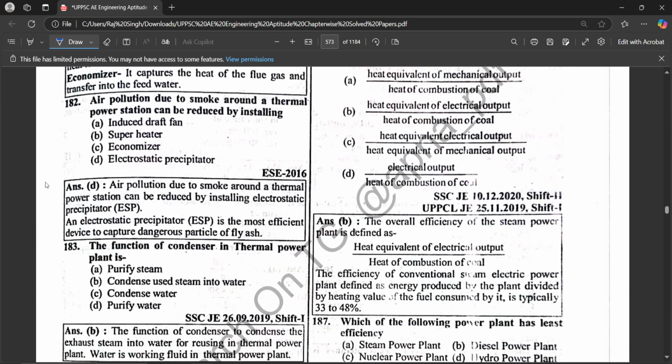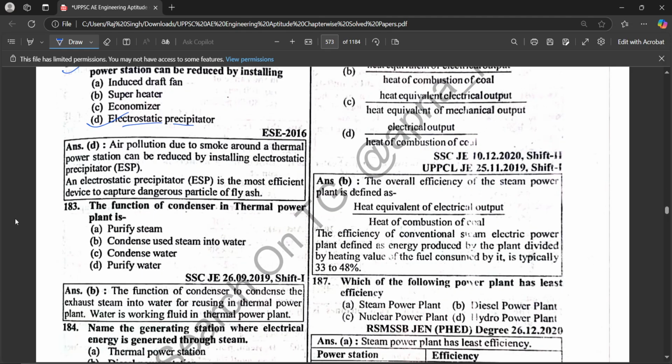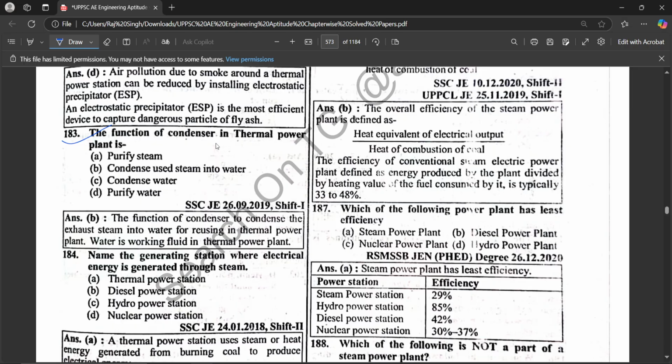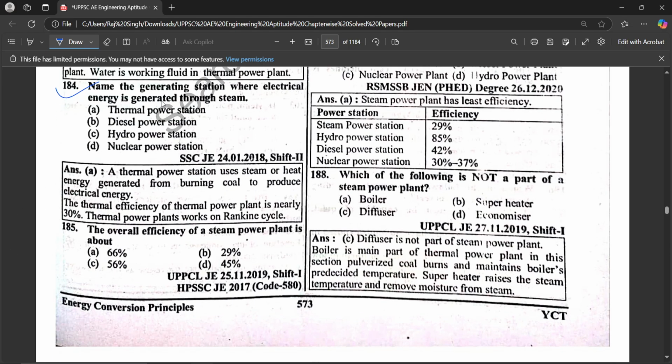Air pollution due to smoke around a thermal power station can be reduced by installation of an electrostatic precipitator. The function of the condenser in a thermal power plant is to condense used steam into water. Name of the generating station where electrical energy is generated through steam: a thermal power station.